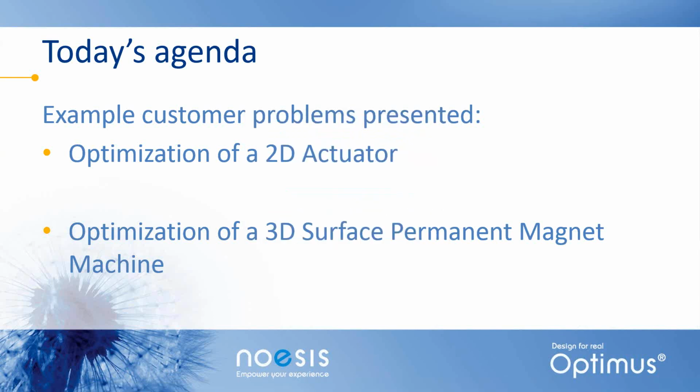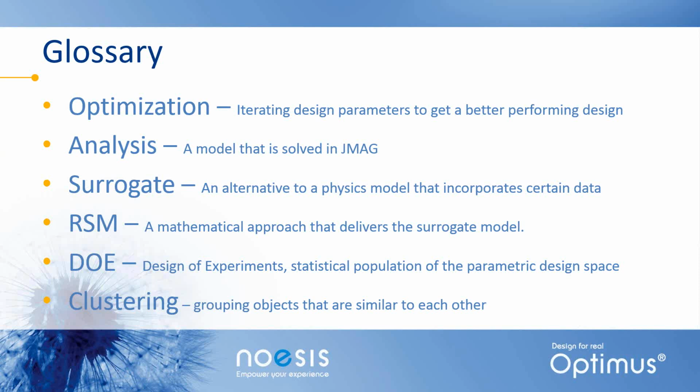But I just want to give you a little bit of background on the process that we're going to be going through today. In order to give you that background, we should probably familiarize ourselves with a few terms. Optimization, of course, is iterating design parameters in order to get a better performing design. That performance can be a single response or multiple responses. An analysis is a model that's solved inside of JMAG.